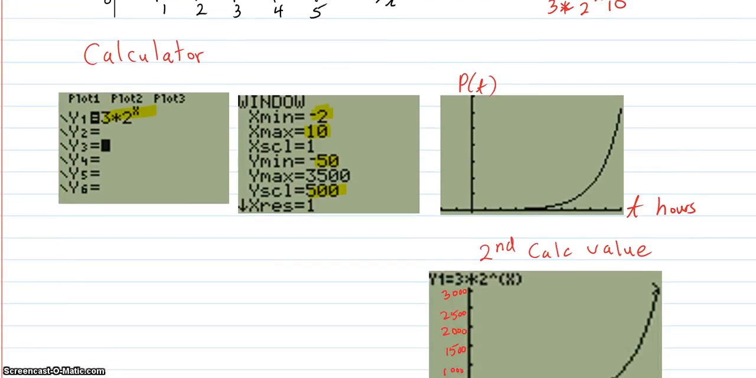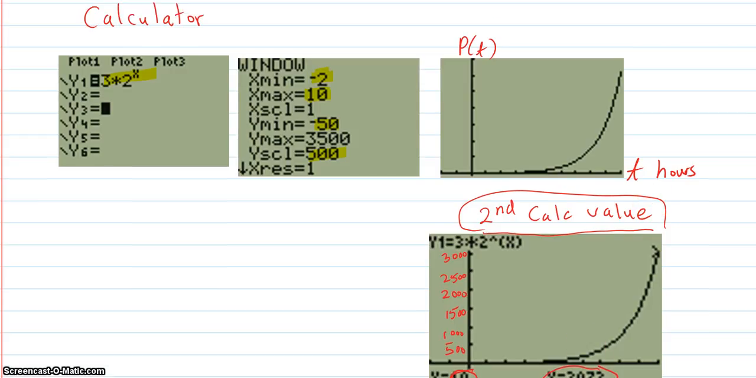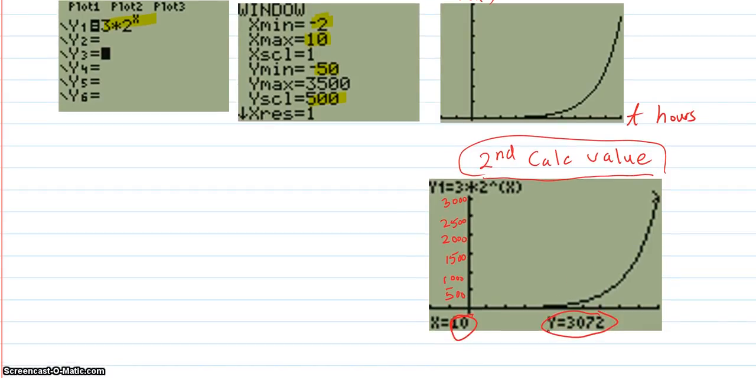Okay, and then if you want to evaluate at 10, you just do second calc value and put in x equals 10 and then enter, and it tells you the answer. There's the answer, and it blinks at the point right there where it is on the curve.